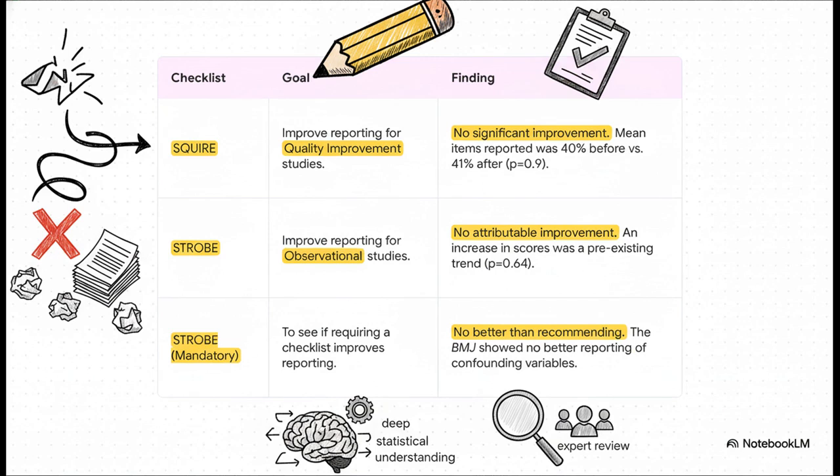But here's the kicker. The BMJ, one of the top journals in the world, mandated the STROBE checklist. They made it a requirement. And the result? Their reporting was no better than journals that just suggested using it. The takeaway here is pretty clear. Checklists can just become another administrative hurdle, giving us this false sense of security without any real substance.